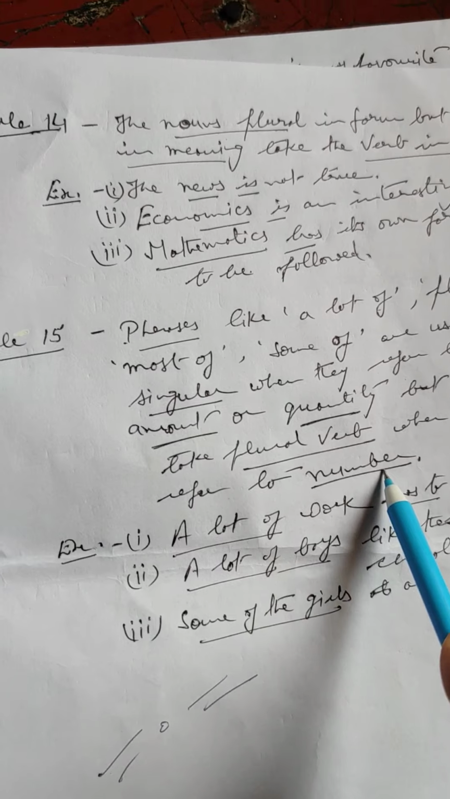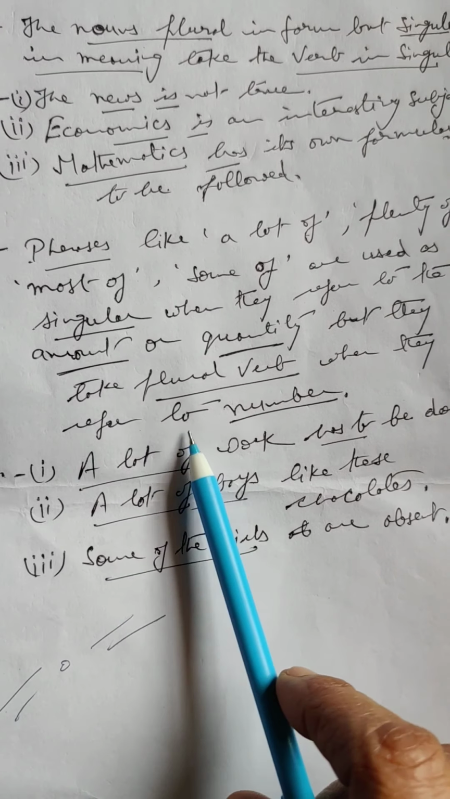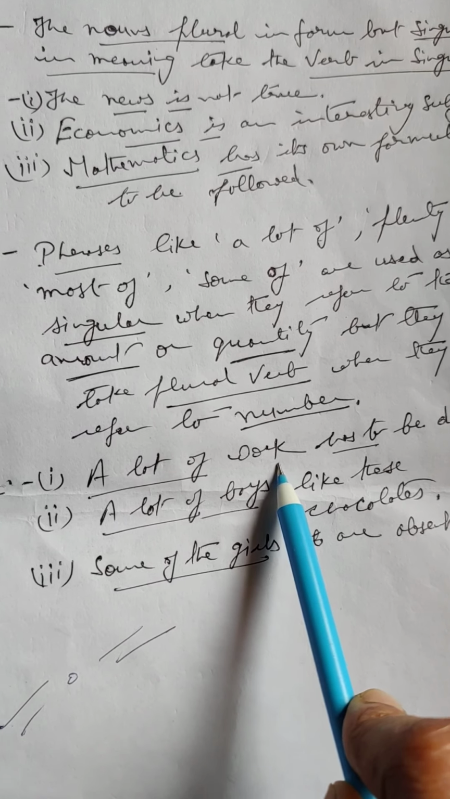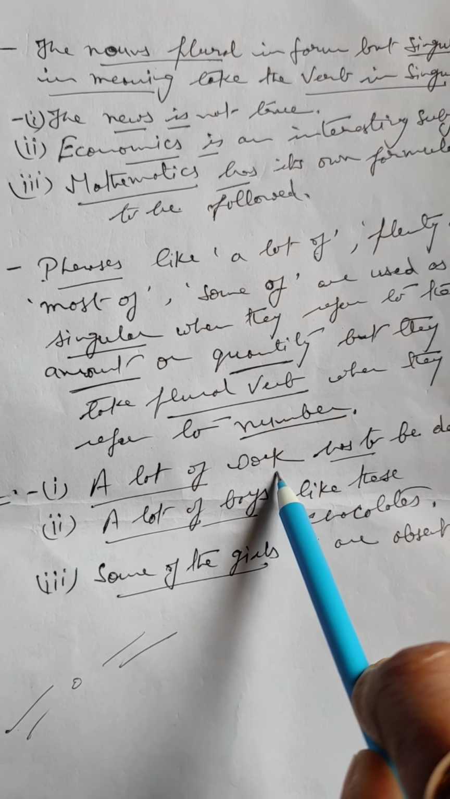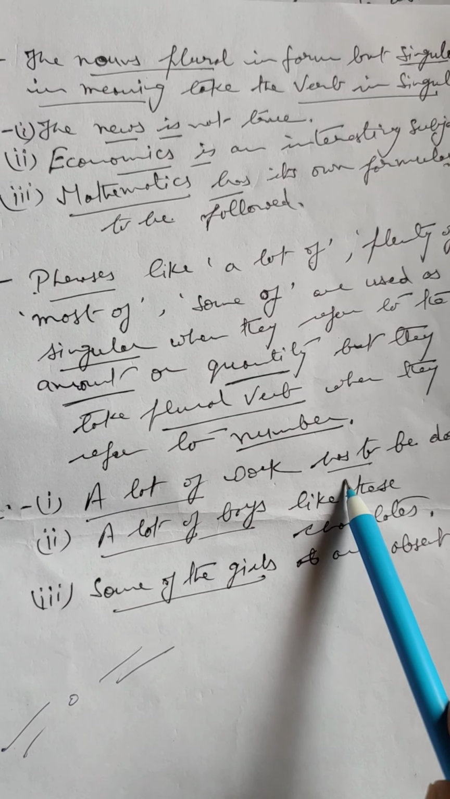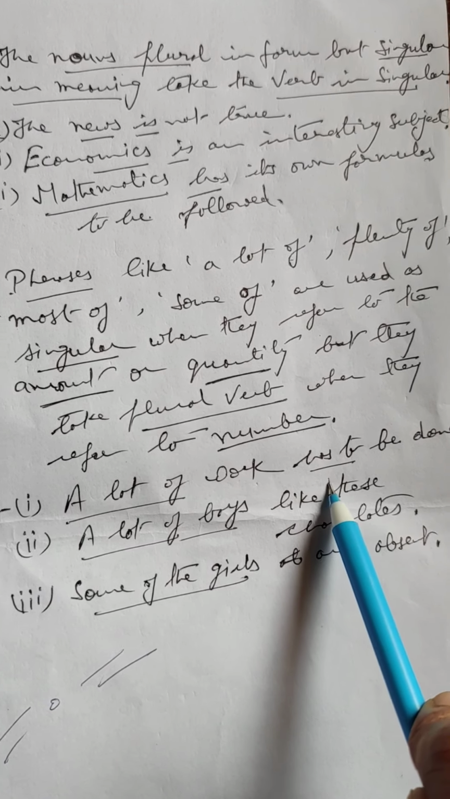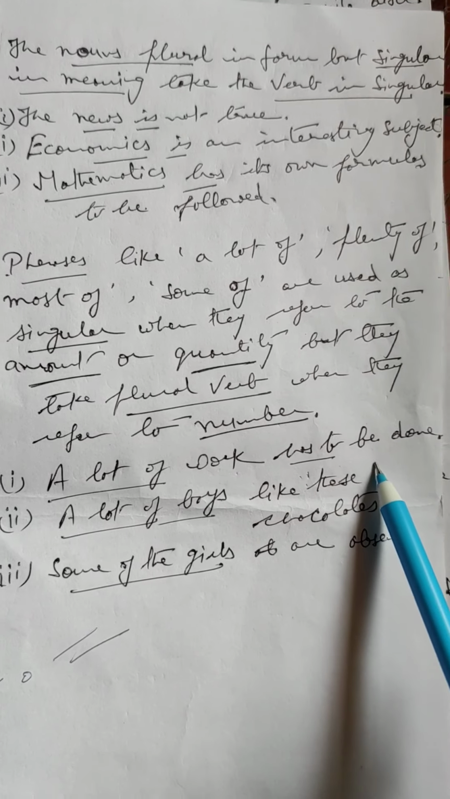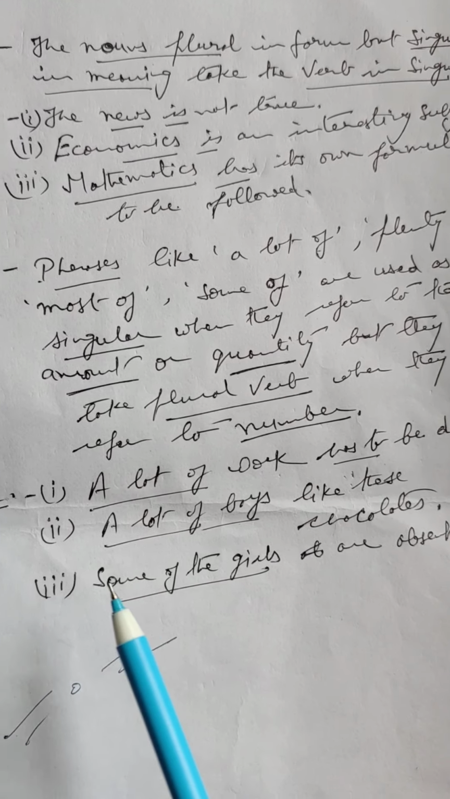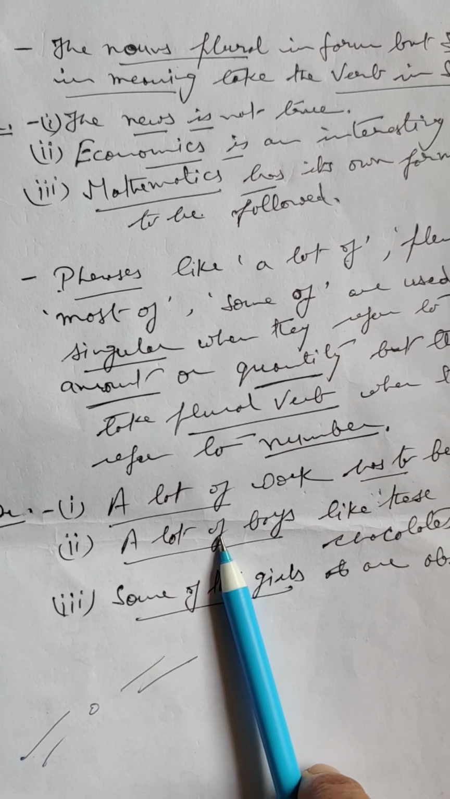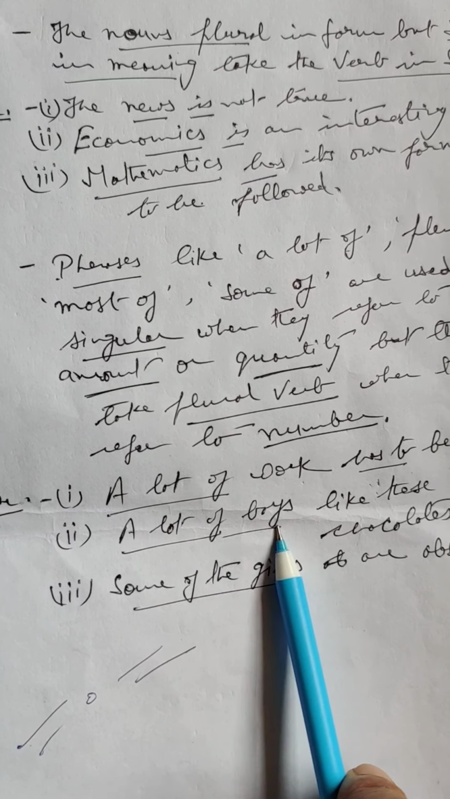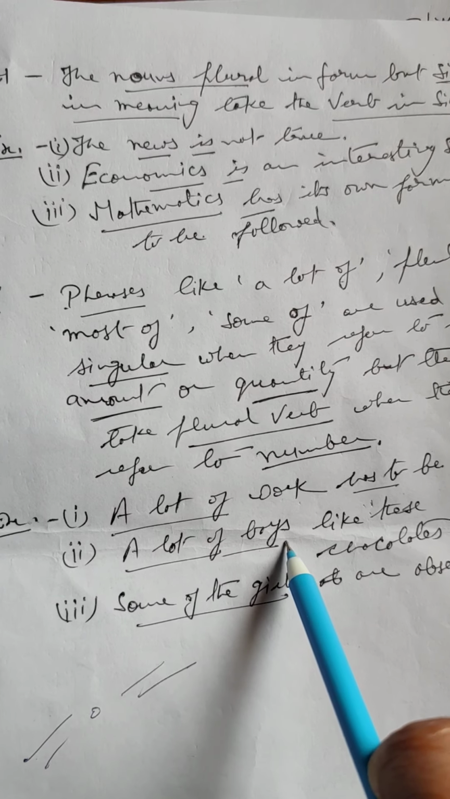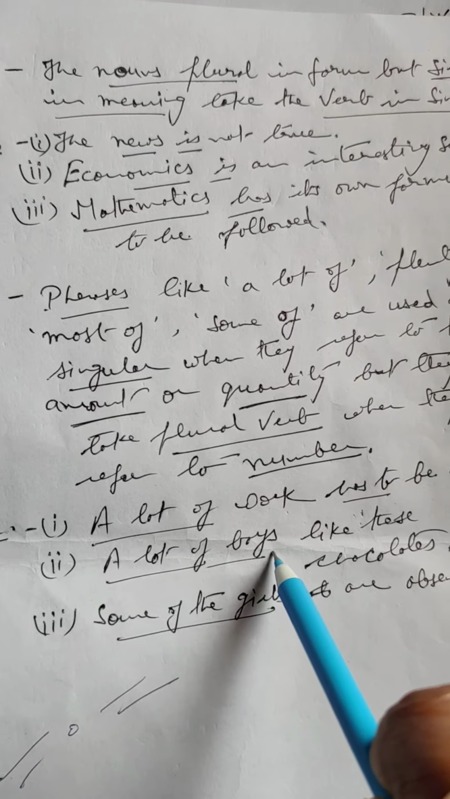Okay. So the example is here, a lot of work. What is work? Here work represents the quantity of work, so it is uncountable. So which verb will we put? The verb in singular number. A lot of work has to be done. Has shows singular number. Okay. Now see, a lot of boys. Now boys is plural here, it comes in the category of number, and it is countable.